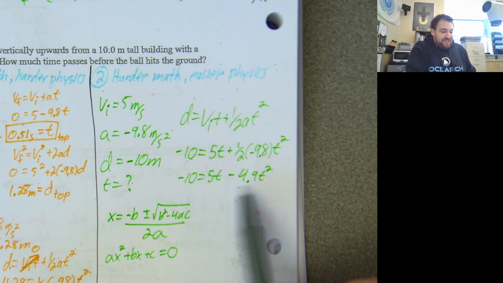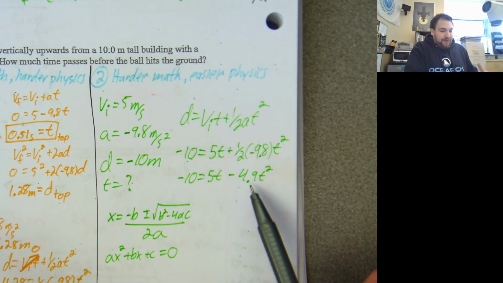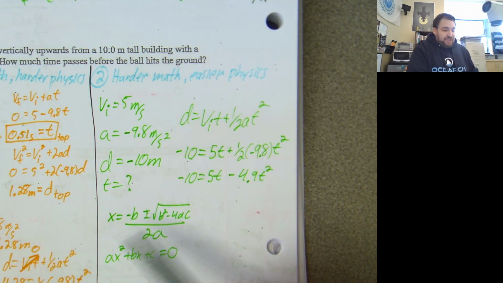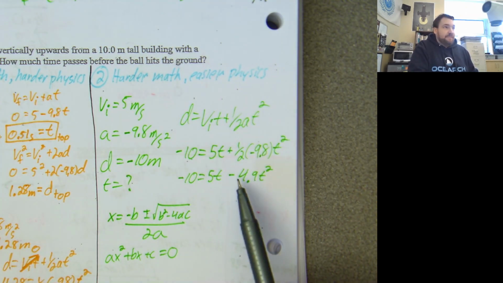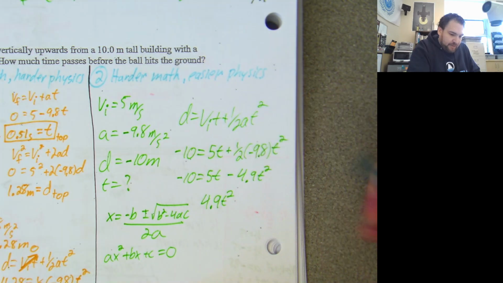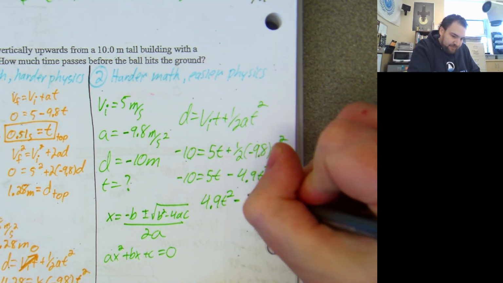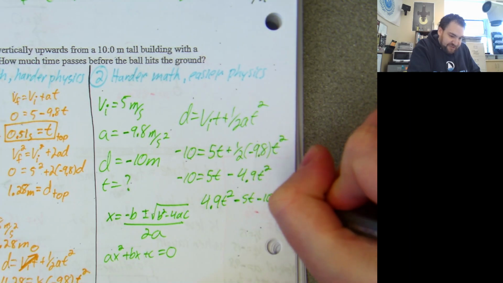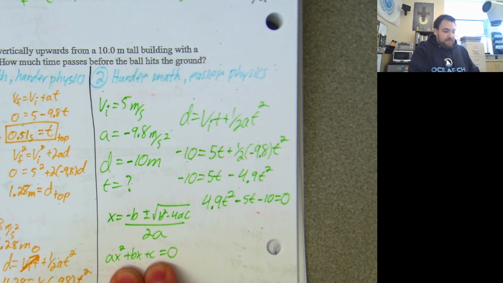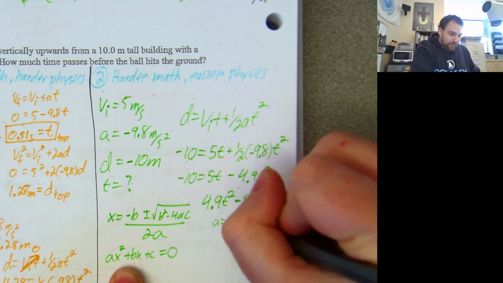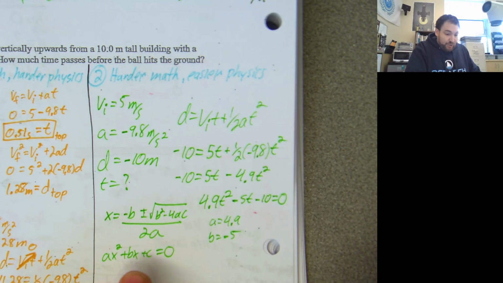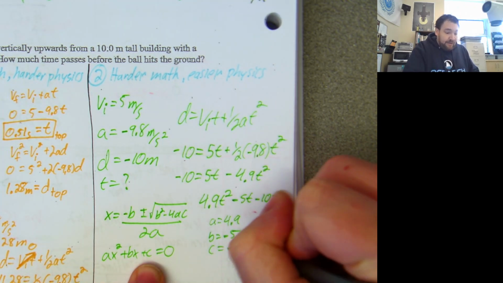I'm just going to massage this a little bit here. I'm going to put everything onto one side, and I'm going to move these to the left, because it's going to make this term positive. So we're going to get 4.9t squared. I added it over. I'm going to subtract over the 5t. Minus 10 equals 0. And now this looks an awful lot like this. Your a is going to equal 4.9. Your b is going to equal negative 5. Your c is equal to negative 10.